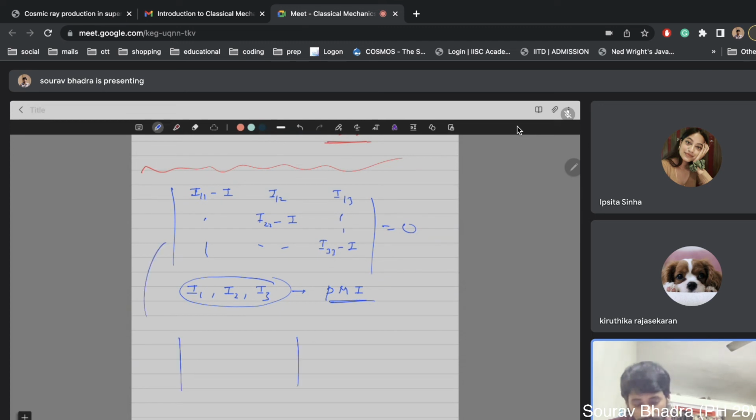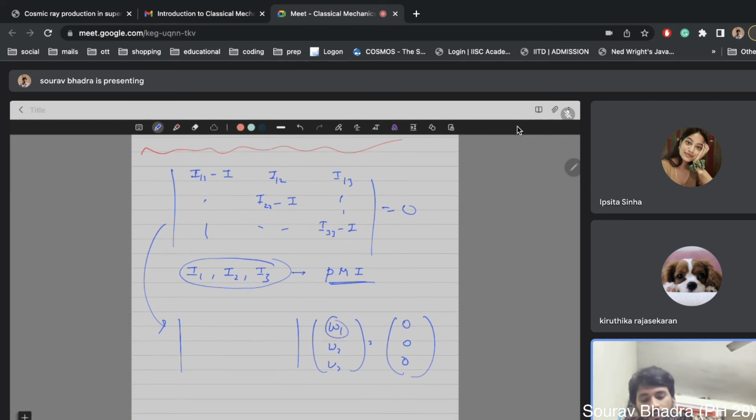This is the same as this, just I has been substituted by I1, I2 and I3, with omega 1, omega 2 and omega 3 equal to 0, 0, 0, and you will get three equations corresponding to every I. Solve those three equations. That will give you the values of omega 1, omega 2 and omega 3, and write your omega as a combination of these. Then from the values of omega you can say which is your principal axis of rotation. This is the main thing and it is quite important.